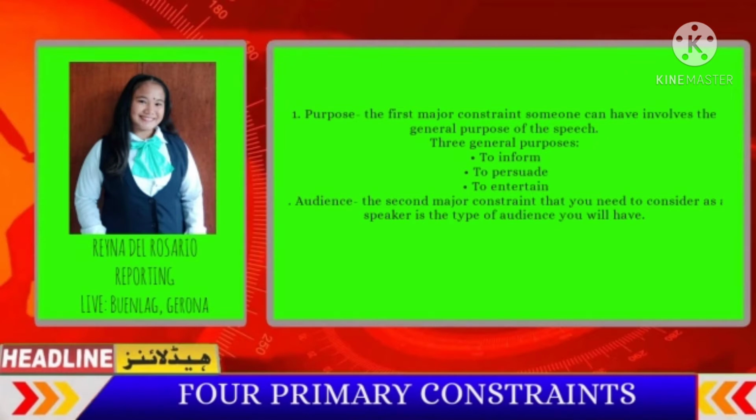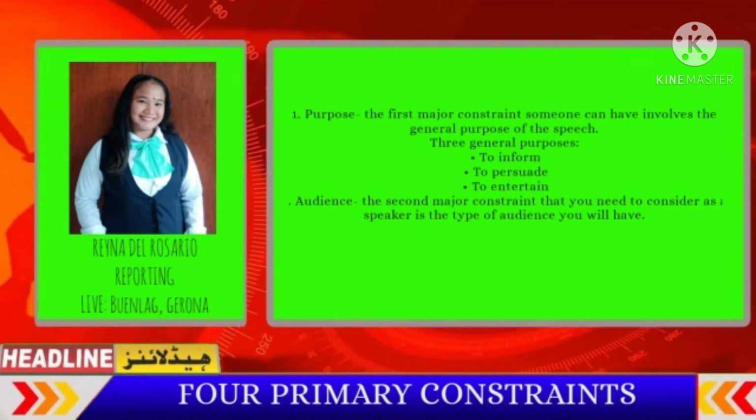Purpose. The first major constraint someone can have involves the general purpose of the speech. As mentioned earlier, there are 3 general purposes: to inform, to persuade, and to entertain. If you've been told that you will be delivering an informative speech, you are automatically constrained from delivering a speech with the purpose of persuading or entertaining. In most public speaking classes, this is the first constraint students will come in contact with, because generally teachers will tell you the exact purpose for each speech in the class.